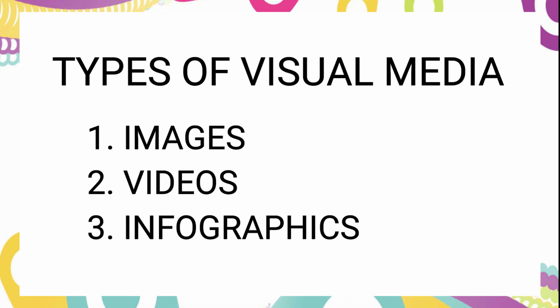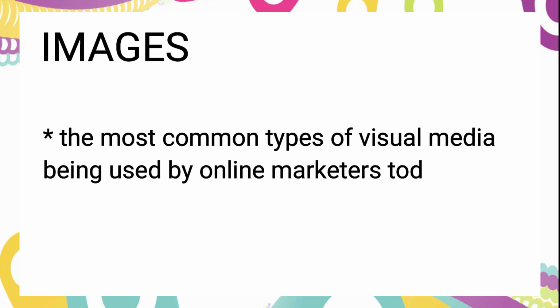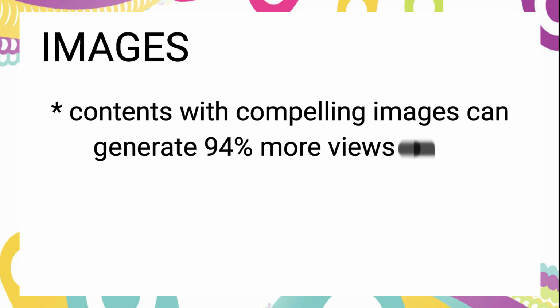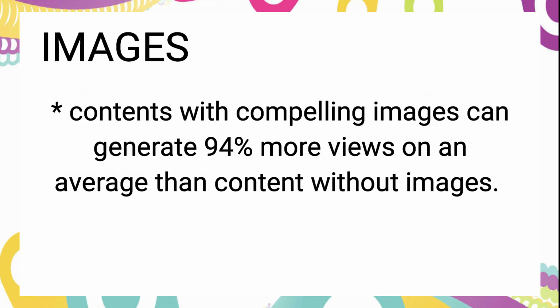There are types of visual media. Number 1, images. Number 2, videos. Number 3, infographics. Images. The most common types of visual media being used by online marketers today. Contents with compelling images can generate 94% more views on an average than content without images.